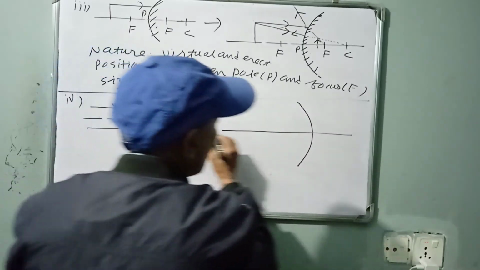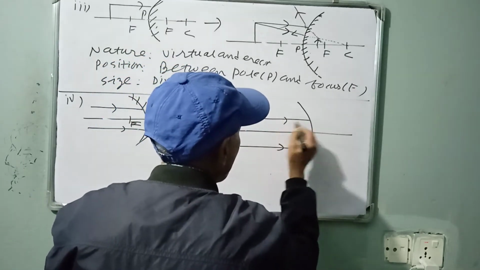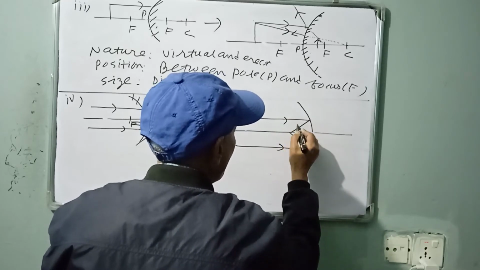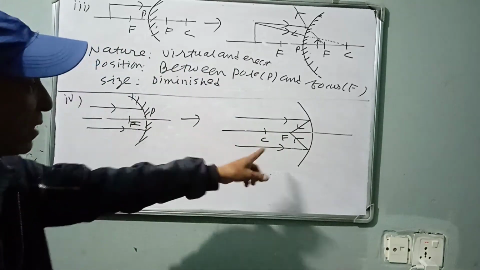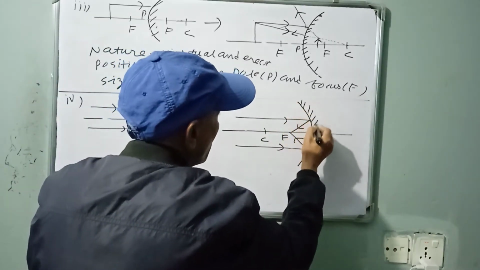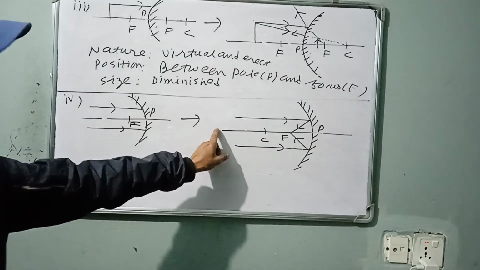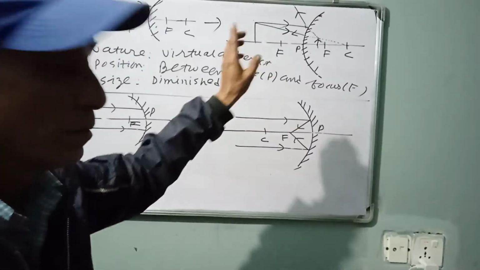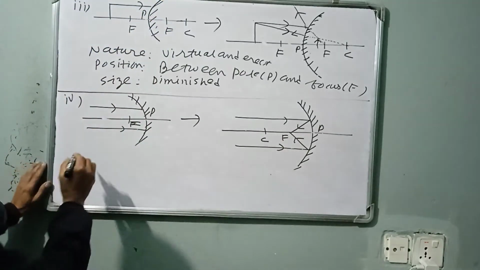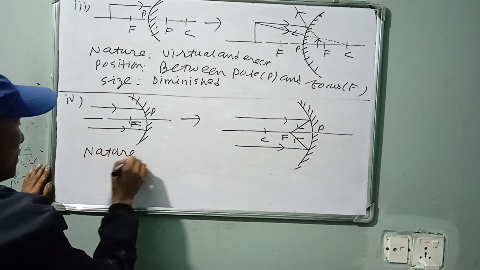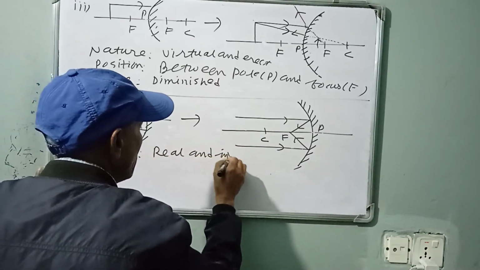Concave mirror, principal axis, parallel ray, after reflection converges at the focus, polished outside. What type of image is this? When an object is placed at infinity, a real, inverted and highly diminished image is formed at the focus on the same side. What is the nature of the image? The nature of the image is real and inverted.